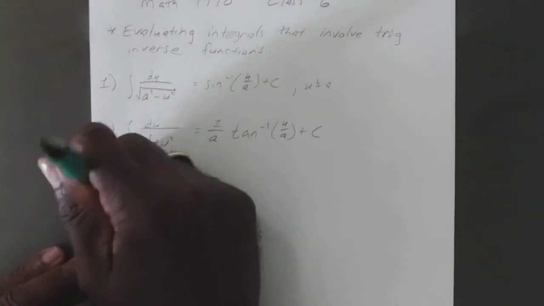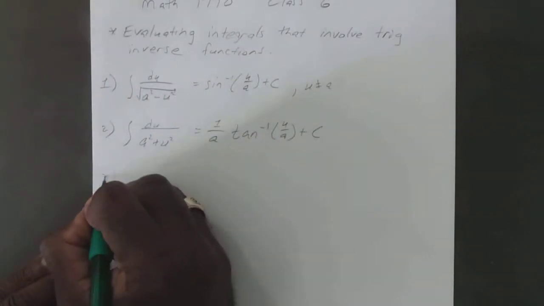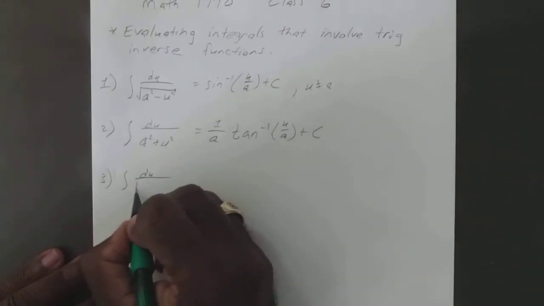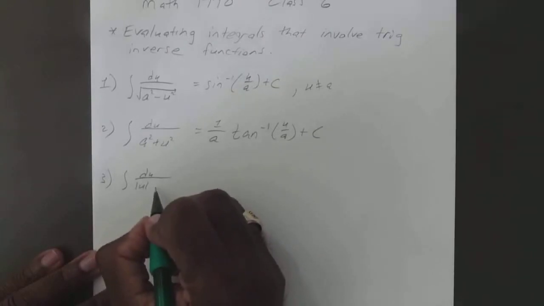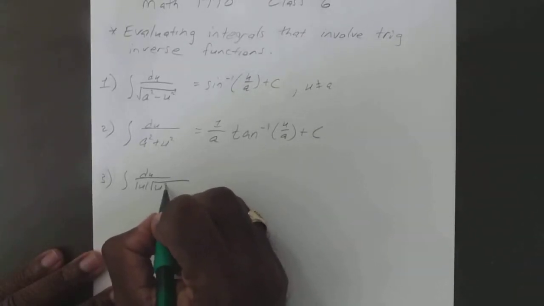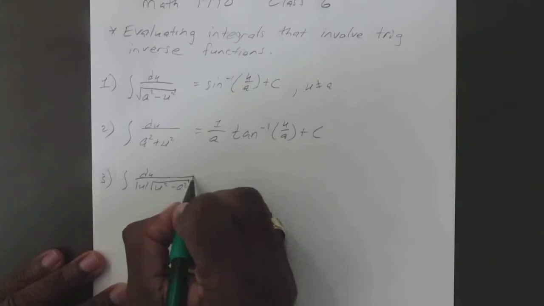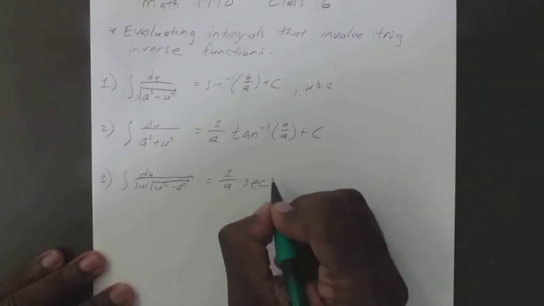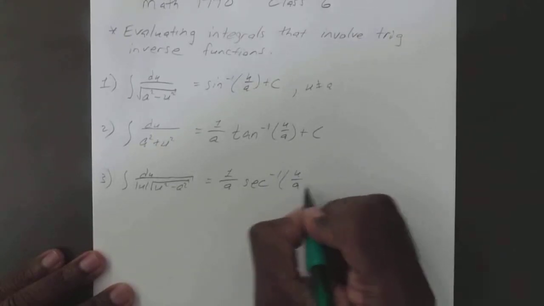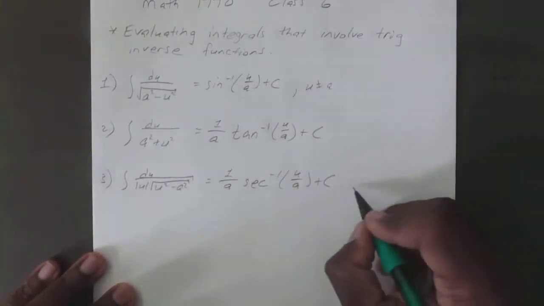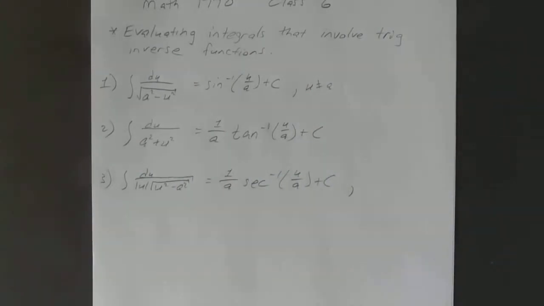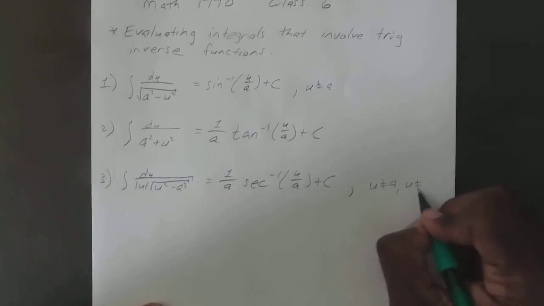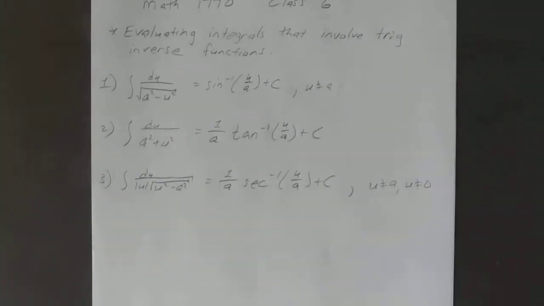And let me bring that down a little bit. And the integral of du over the absolute value of u times the square root of u squared minus a squared equals 1 over a times the secant inverse of u over a plus c. And again, u doesn't equal a. And u can't equal 0.